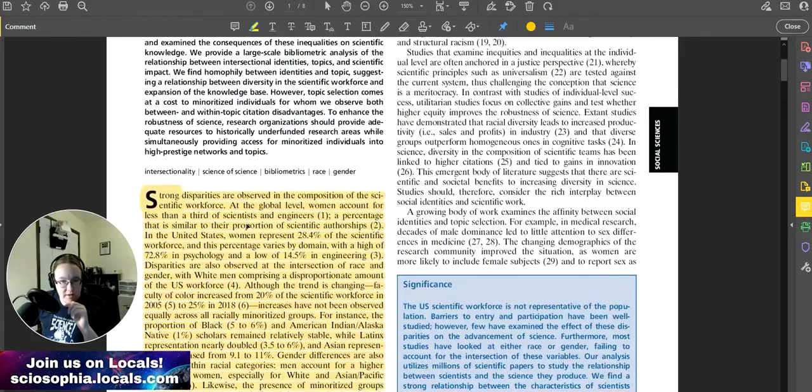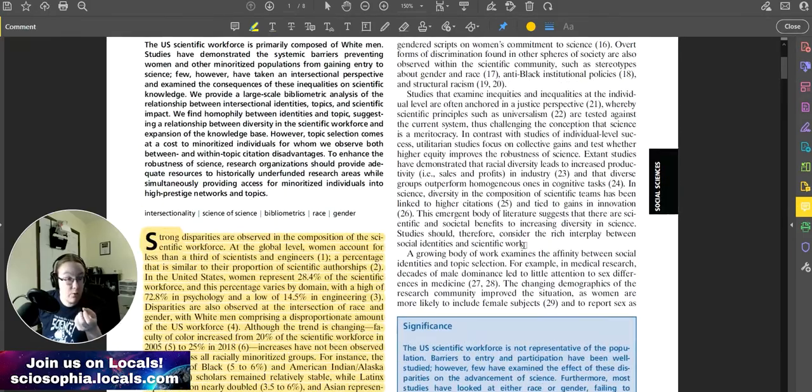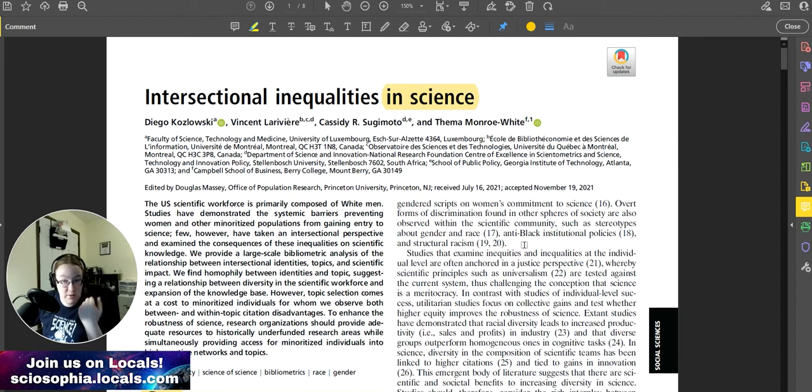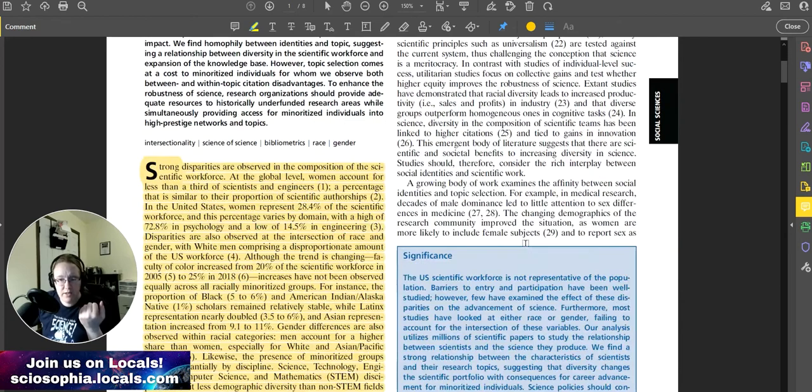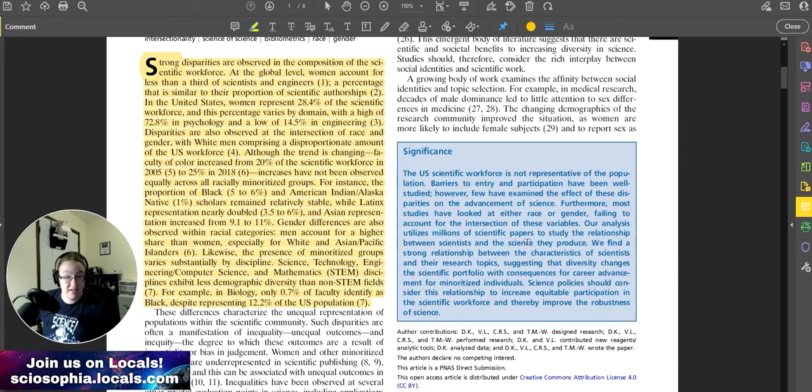So let's see. This is their significant statements. And where this appeared, I should tell you where this particular article appeared in 2021. It's a very recent publication, in the Proceedings of the National Academy of Sciences in the United States, which is concerning given the quality. The U.S. scientific workforce is not representative of the population. Define representative. Barriers to entry and participation have been well studied. However, few have examined the effect of these disparities on the advancement of science.